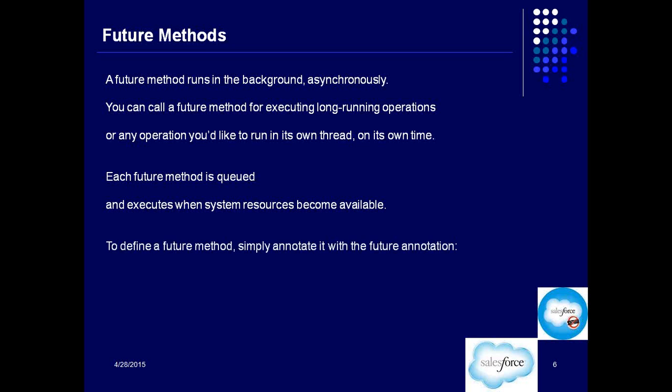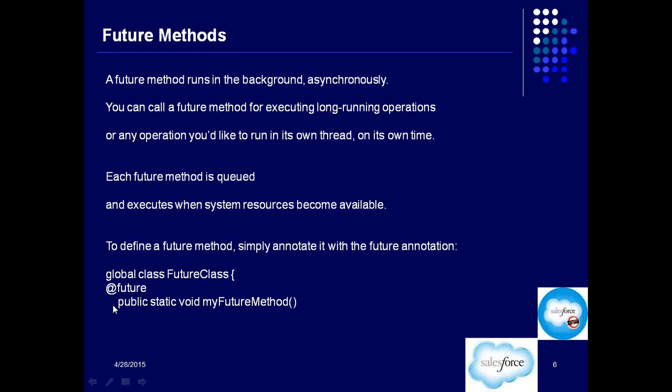To define a future method, all that you have to do, we have created a method, fine. Now, how do you create a future method? Just by putting a one word prefix before you define the method. That's it. All that you have to do is just use one word. To define a future method, simply annotate it with the future annotation. So this is how your future method should be written. That's it. Nothing else needs to be written.